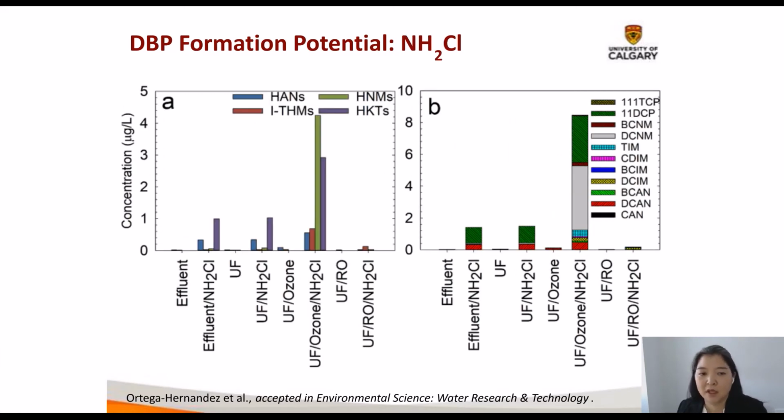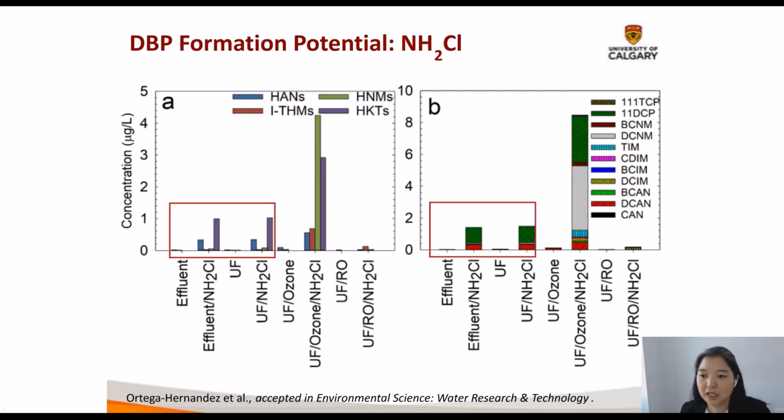And so for the next slide, we did similar disinfection experiments, but in this case with combined chlorine or monochloramine. And first of all, what I want to highlight is the y-axis. For free chlorine, we produced about a total of 18 micrograms per liter. With combined chlorine, we see less formation of disinfection byproducts, about 8 micrograms per liter in total.